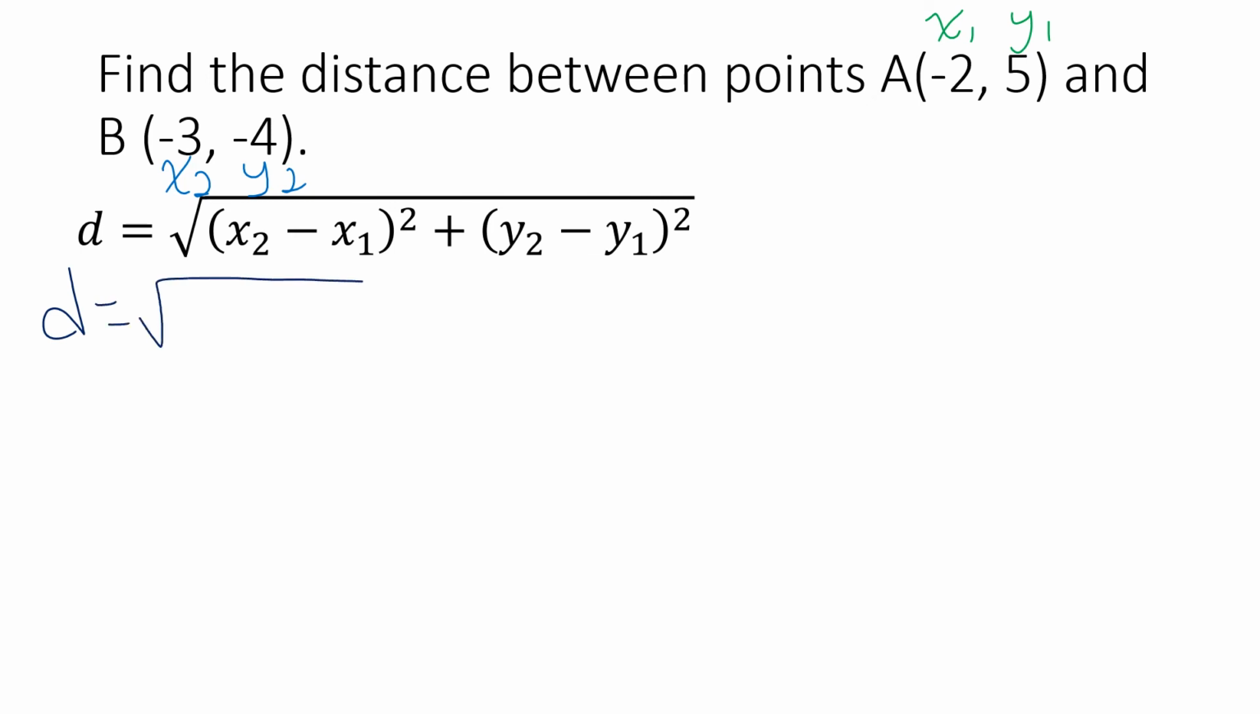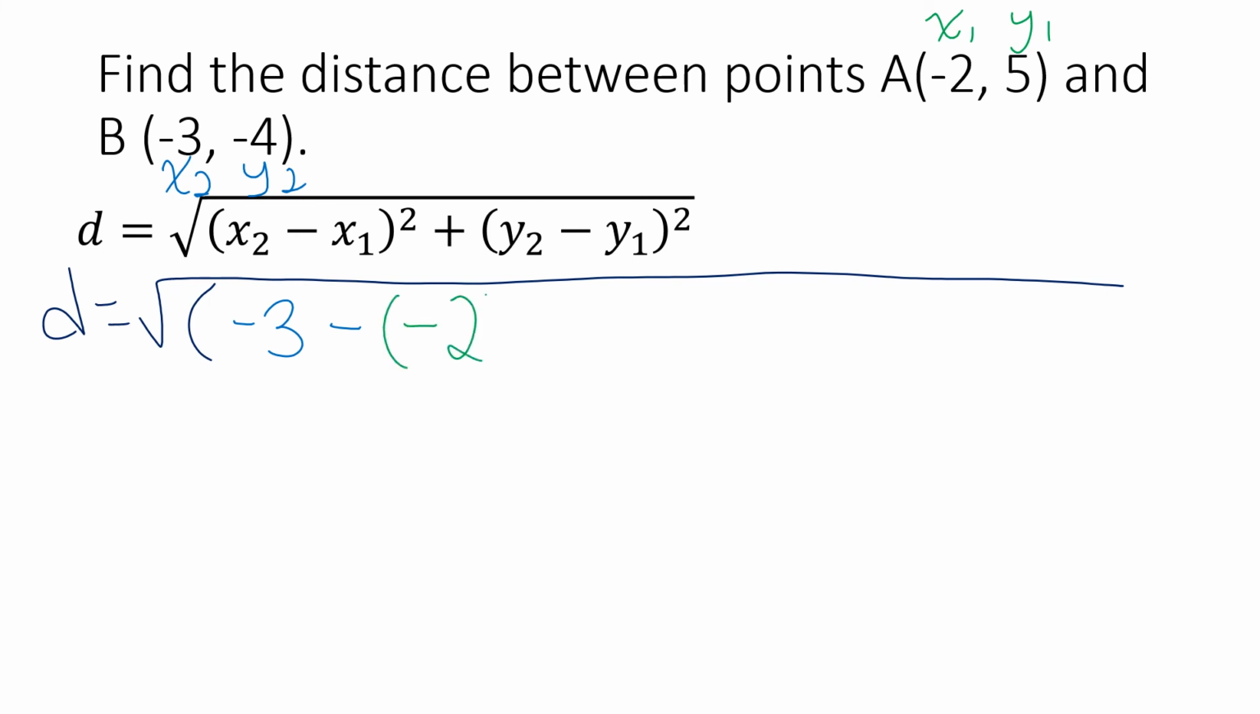d is equal to the square root of x2 is -3 minus x1, which is -2, so we have to put parentheses, -2. And we're still going to square that quantity, plus y2, which comes from point B, which is -4, and we're going to subtract the y value from point A, which is 5. And we're going to square that quantity.